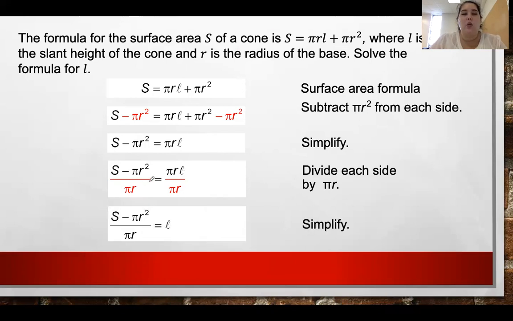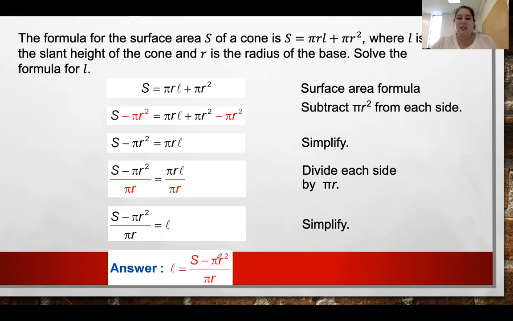Now looking at this, I know a lot of people really want to cancel out pi r here on top and bottom, in the numerator and denominator, but you can't do that because you're dividing this whole expression by pi r, and since pi r is not part of S, you can't cancel out pi r. So you have to leave it in the denominator as is, as well as in the numerator as is. So they do not cancel out. This is as simple as it's going to get. So L is equal to S minus pi r squared all over pi r. Again, if you need a moment to write this down, go ahead and pause the video before you move on to the next slide.